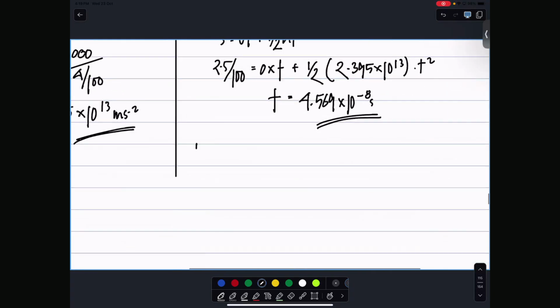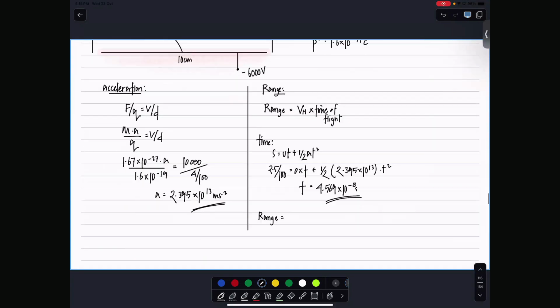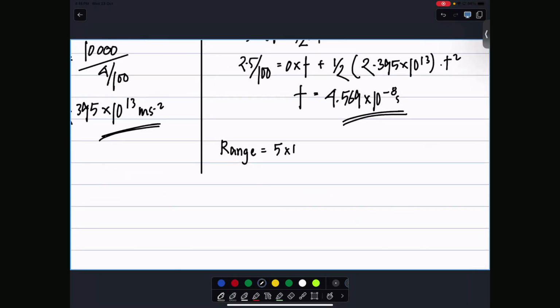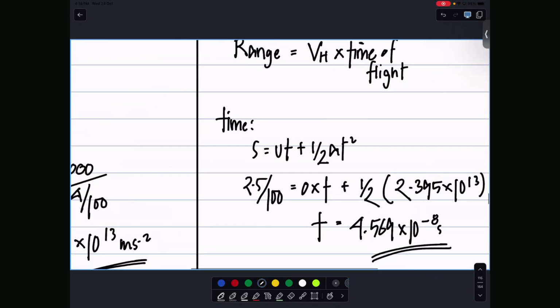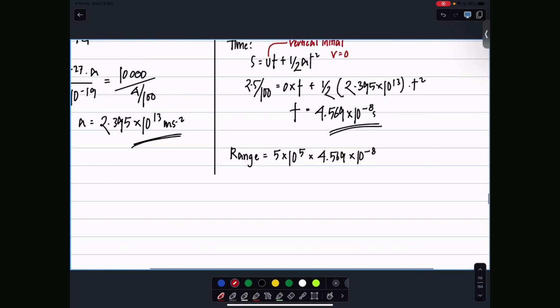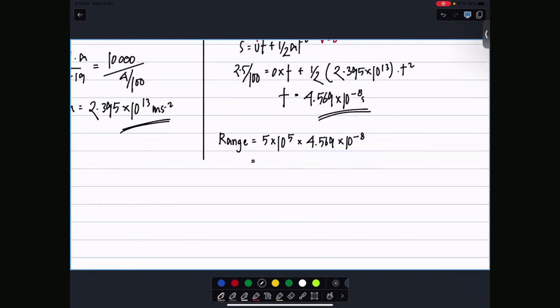So range is now going to be the horizontal velocity, which is 5 into 10 to the power 5, into 4.569 into 10 to the power minus 8. Is the initial velocity the initial horizontal velocity? No. This is the vertical velocity, because we are doing vertical motion, so the vertical initial v is equal to 0. So that will give your answer. So how much is the range going to be here?